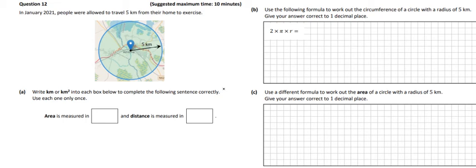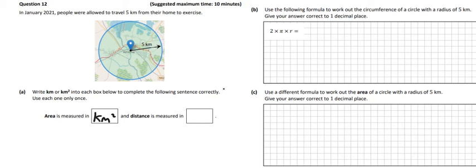First part, part A, you have to write kilometer or kilometer squared into each box to complete the following sentences correctly. So, area is measured in, and then you need to pick which one. Try and remember that squared always has to do with area. So, kilometer squared, or it can be meter squared, or centimeter squared, or even millimeter squared. So, something squared has always got to do with area.